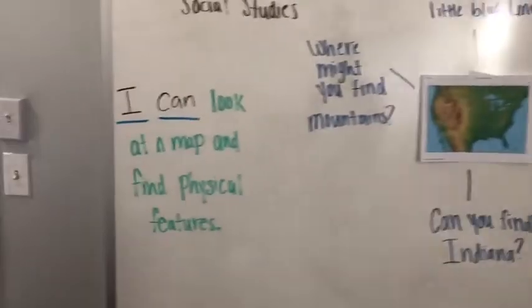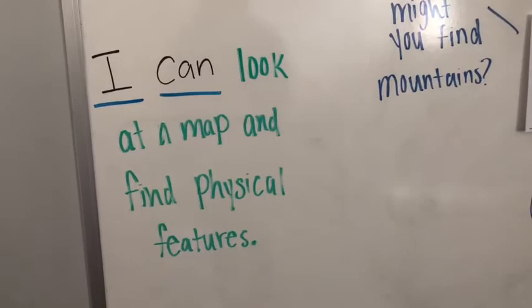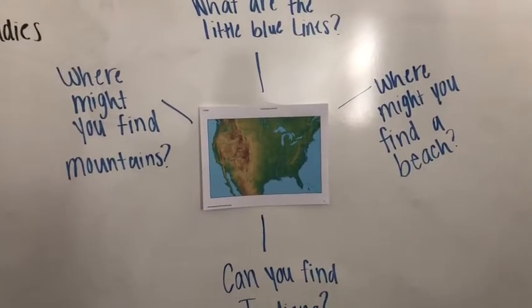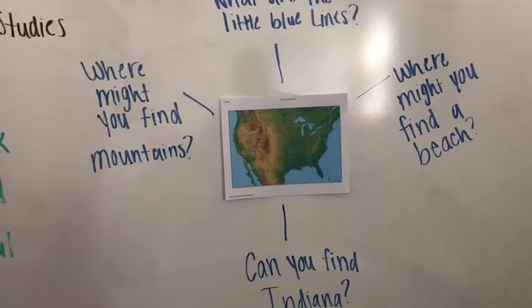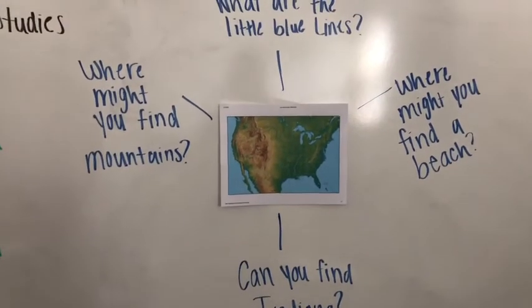Now let's take one quick look back at our I can statement. I can look at a map and find physical features. Well, we did that. We looked at the map and we found the physical features of mountains, beaches, the little blue lines, which means rivers, and we looked at Indiana's physical features. You did it, friends. Great job.